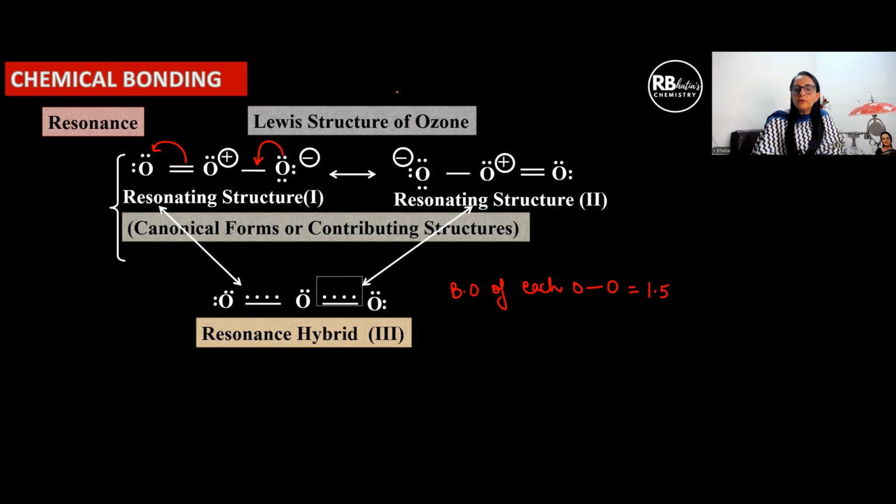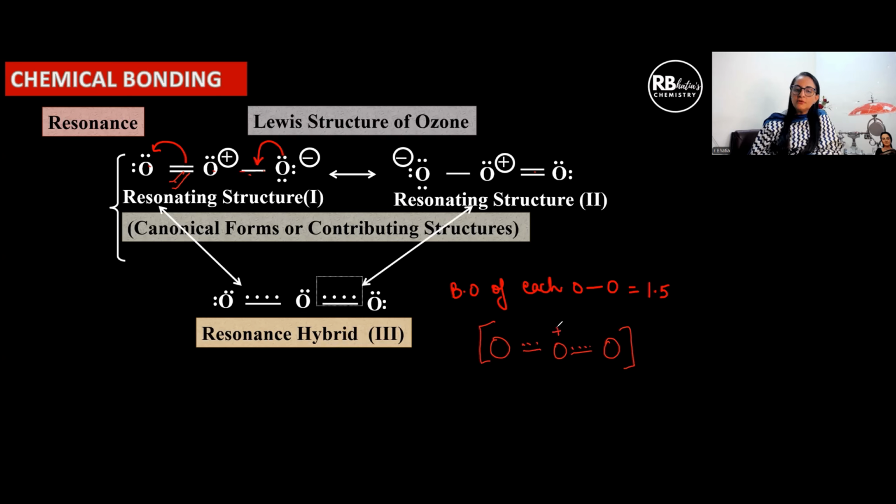How do we draw the resonance hybrid? Resonance hybrid is the net outcome of the various resonating structures. Like in this case, if I look at this OO bond, it's double here and single here. So I make 1.5 bond here. Similarly, it's double here and single here and double here. I make 1.5 bond.